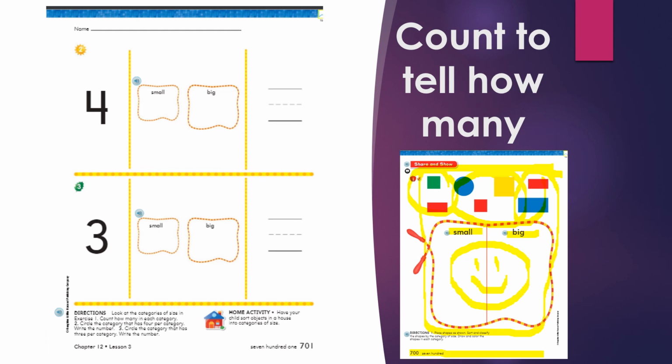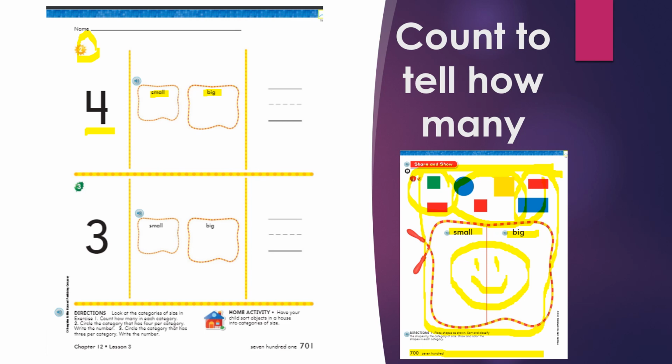So now what you need to do is look and say, all right, let's do number 2 right here. And that's the number 4, okay? Which of those groups has 4 shapes? Are there 4 small shapes? 4 big shapes? If there's 4 small shapes, then you will need to circle the box over here that says small. If there are 4 big shapes, you will need to circle the box that says big, okay?